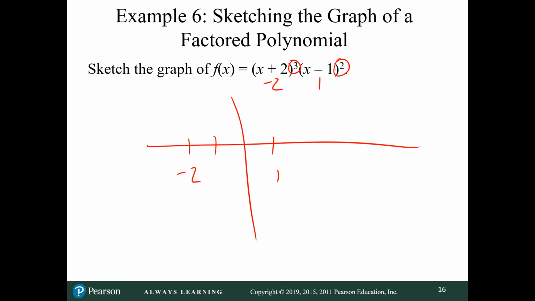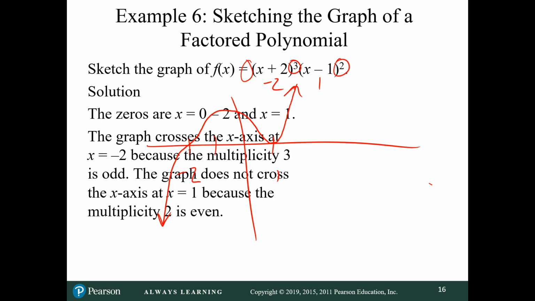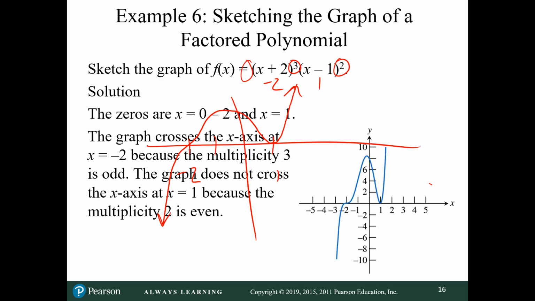All right, so what's the total powers here? 5, and the first term coefficient is positive, so it's going to end up. So at 1, we said it's going to bounce, so it's going to go like that and bounce. And then at 2, it's going to cross. So the graph would look like that. And theirs is fairly similar to mine.